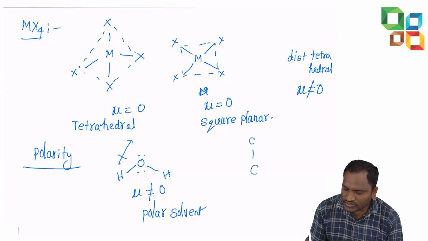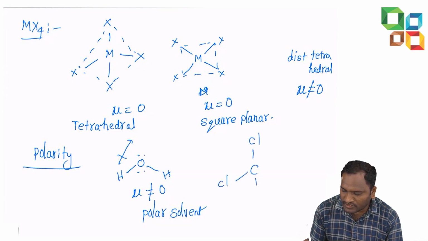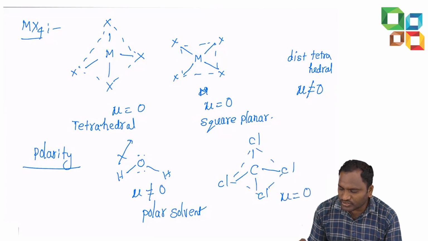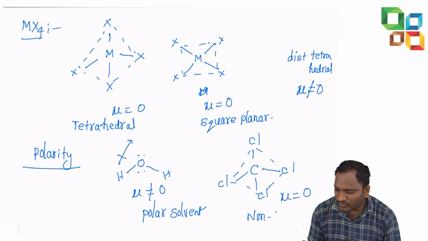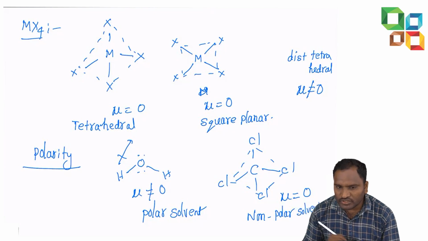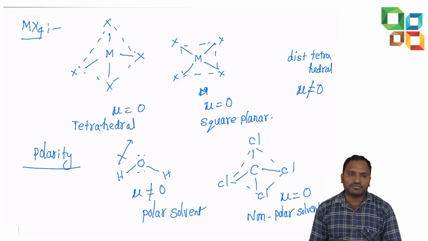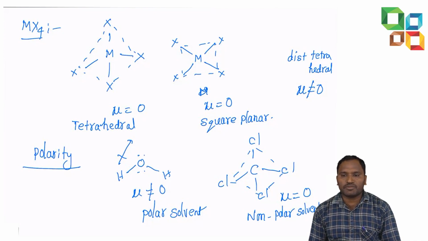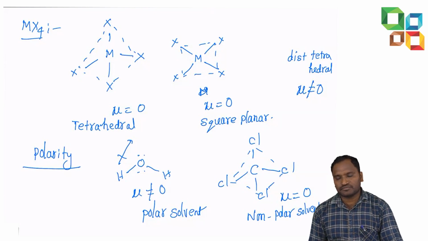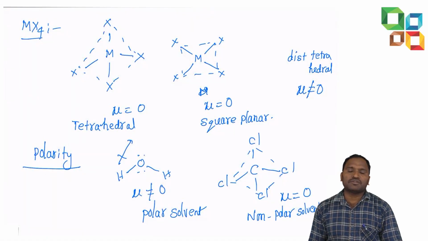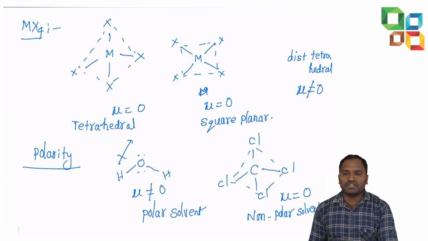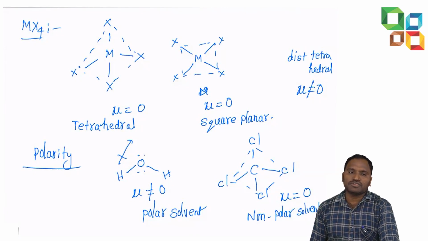CCl4 if you take, hybridization of C in CCl4 is sp3, no lone pair. So it is a symmetrical arrangement. Dipole moment is equal to 0. It is a non-polar solvent. In many chemical reactions, polar and non-polar solvent conditions we will use. By using this, you can decide whether the given solvent is polar or non-polar. And few more applications are there, like percentage of ionic character, that is beyond your capacity now.